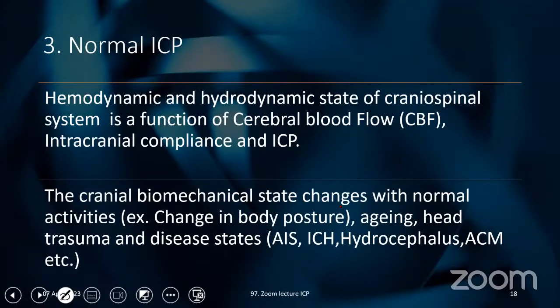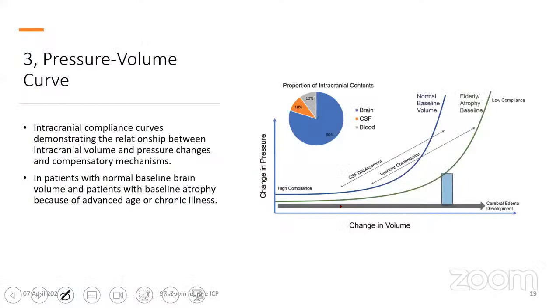The hemodynamic and hydrodynamic state of the craniospinal system is a function of cerebral blood flow, intracranial compliance, and intracranial pressure. The cranial biomechanical state changes with normal activities, that is, change in body posture, aging, head trauma, and disease states like acute ischemic stroke, ICH, hydrocephalus, and Arnold-Chiari malformation, etc. The pressure volume curve.